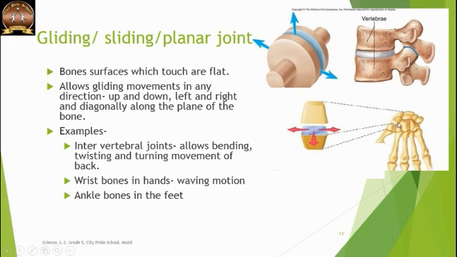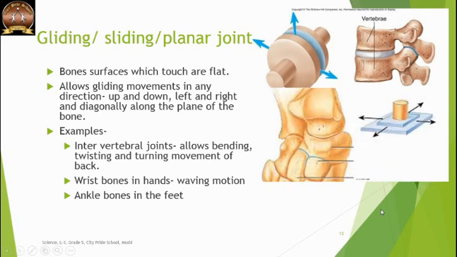Similarly, the wrist bones in the hand also are capable of moving in a waving motion because of the presence of the gliding, sliding or planar joints. The same goes with the ankle bones in the feet.